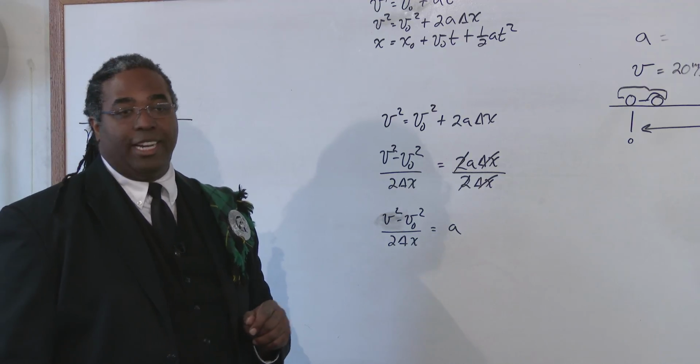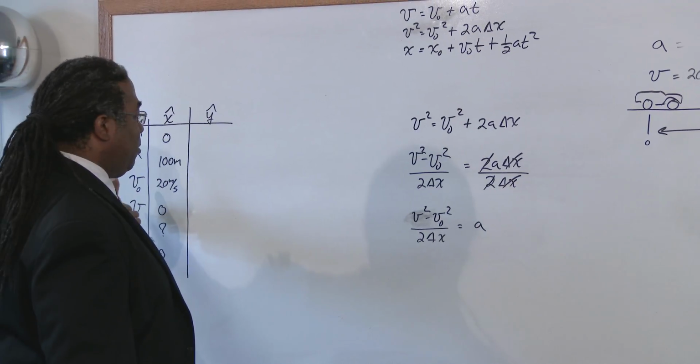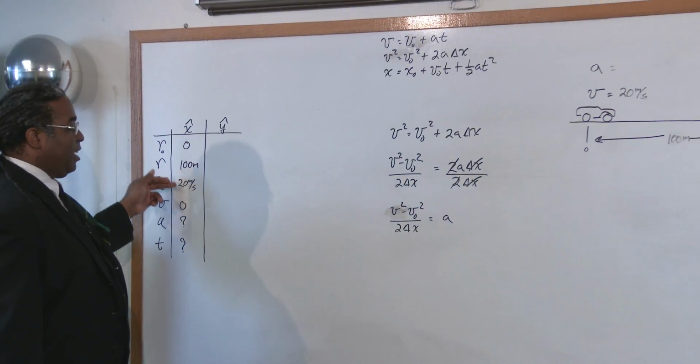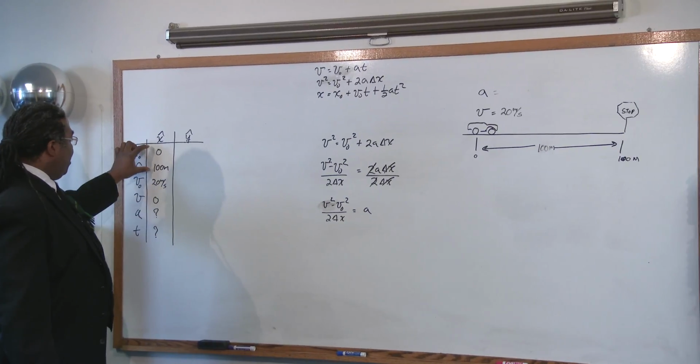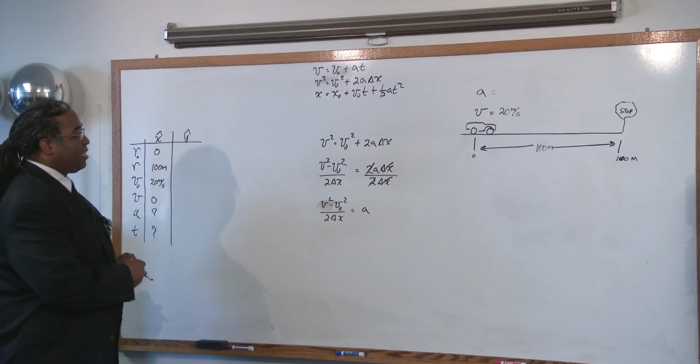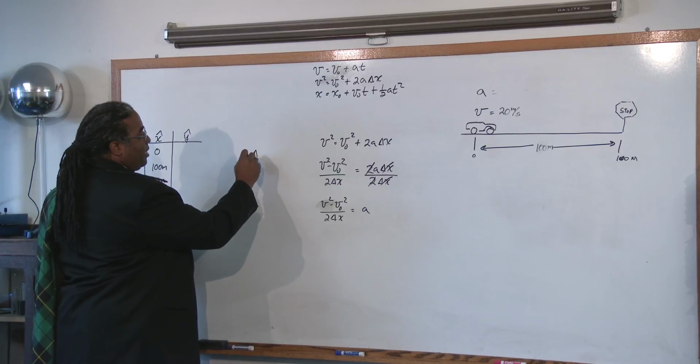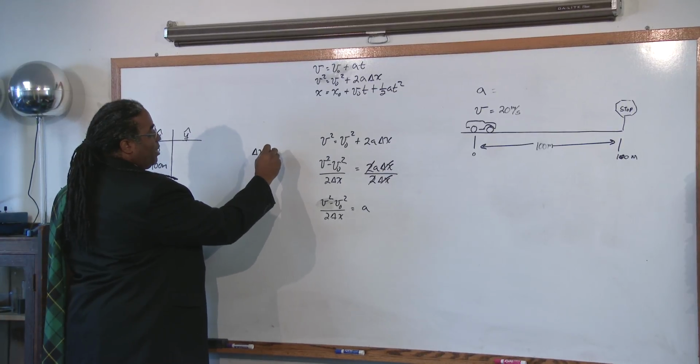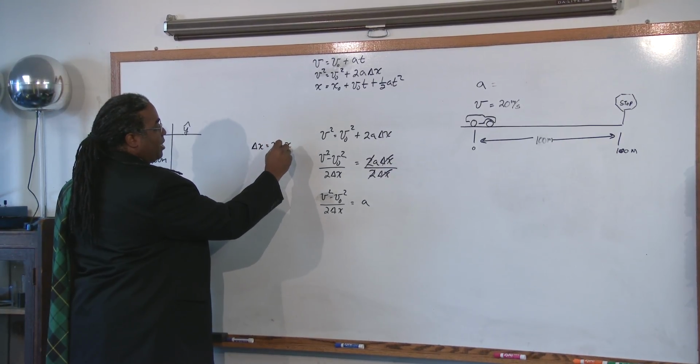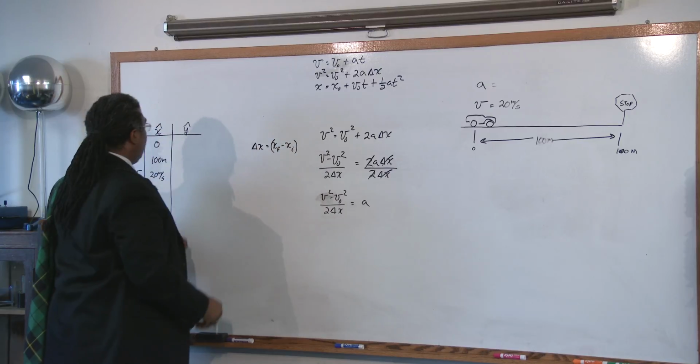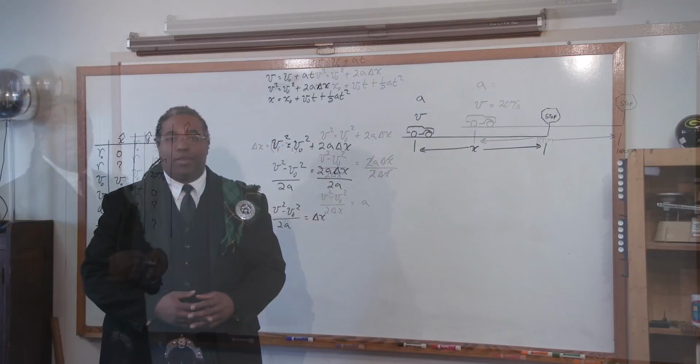What numbers do you plug in? Just go over to your table. You have your initial velocity, your final velocity, and you have your values for delta x, because if you recall, delta x is equal to x final minus x initial, which you have.